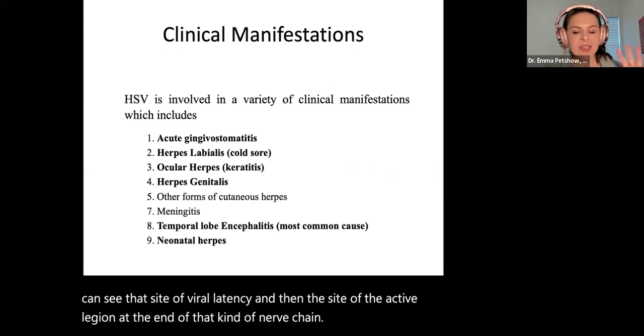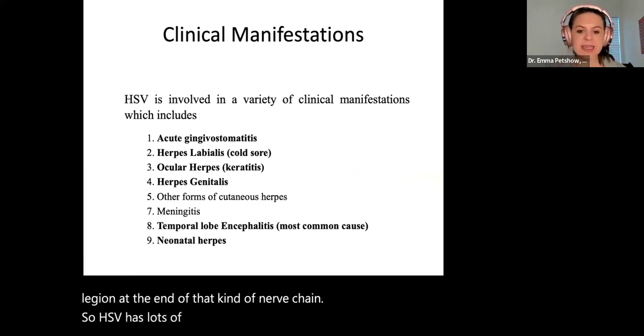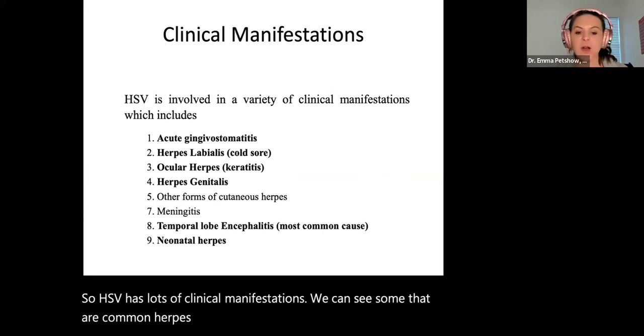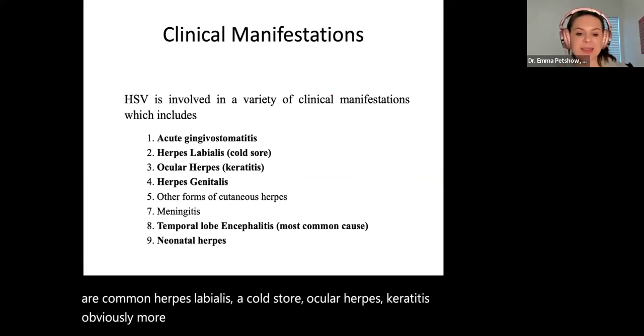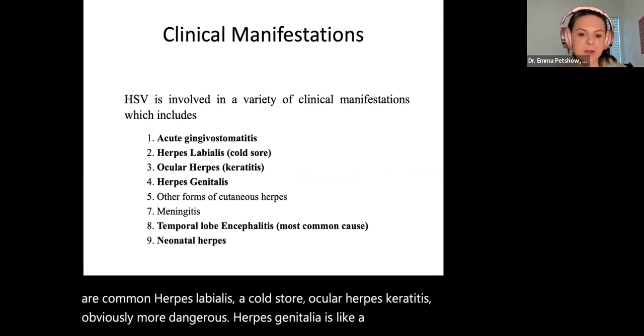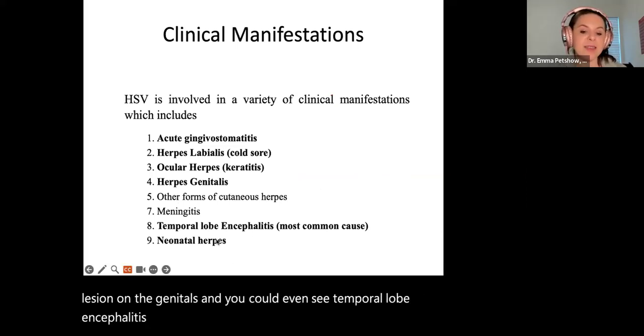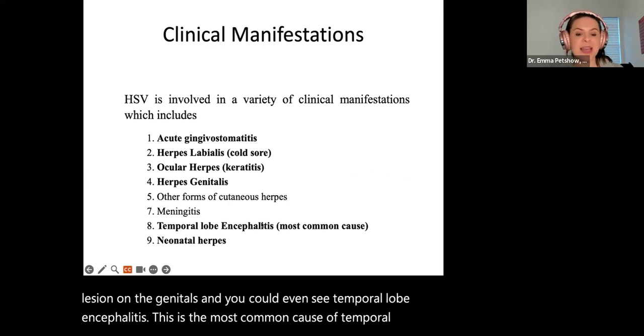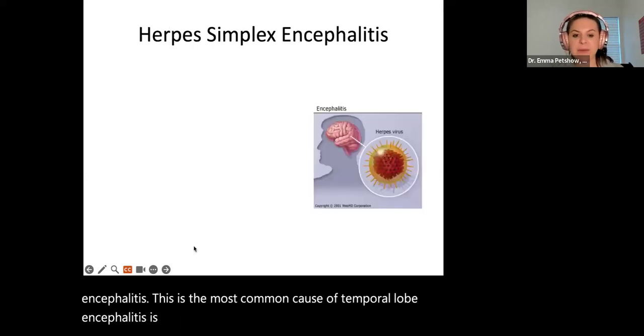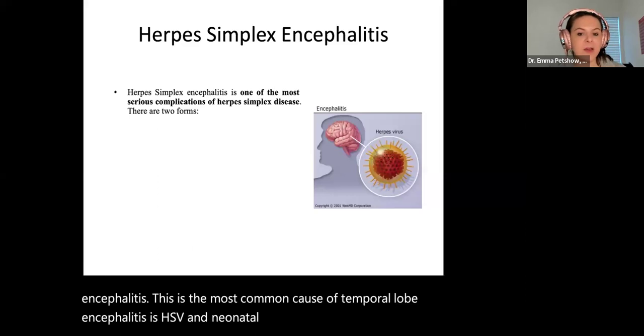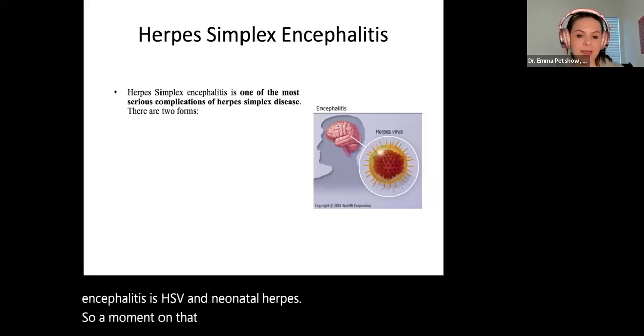So HSV has lots of clinical manifestations. We can see some that are common: herpes labialis, a cold sore; ocular herpes keratitis, obviously more dangerous; herpes genitalis, like a typical herpes lesion on the genitals. And you could even see temporal lobe encephalitis. HSV is the most common cause of temporal lobe encephalitis, and neonatal herpes. So a moment on that, since it's the most common cause.